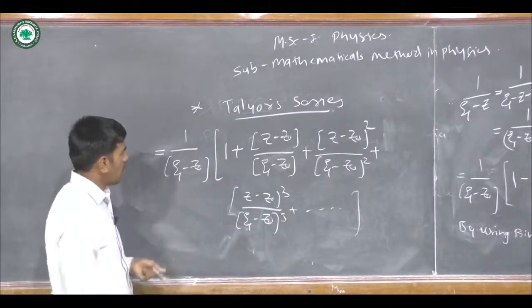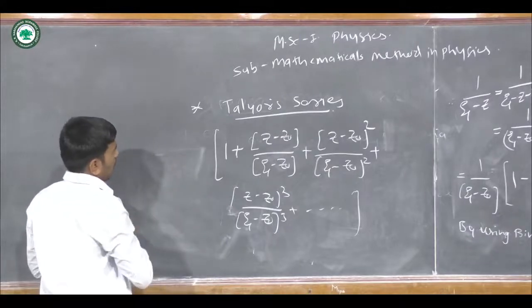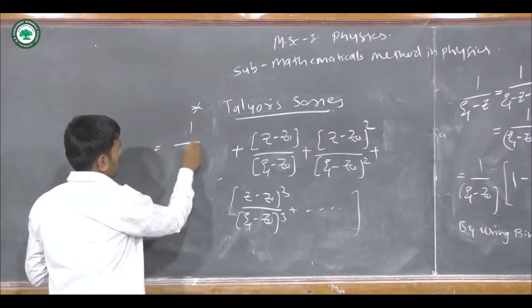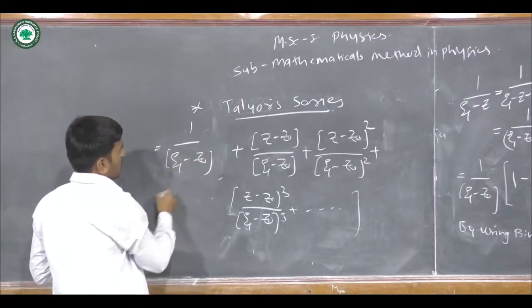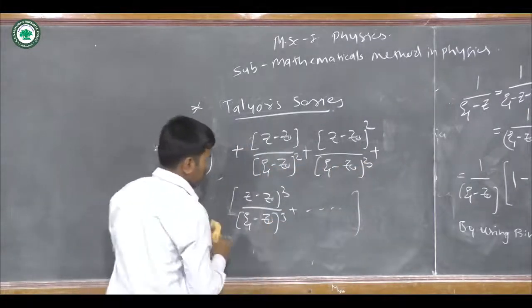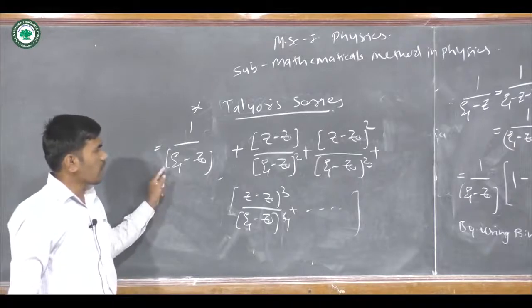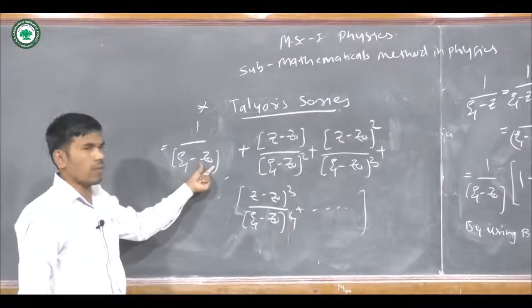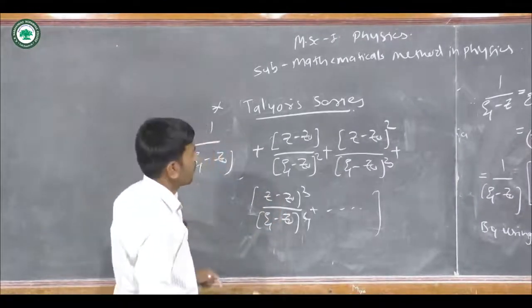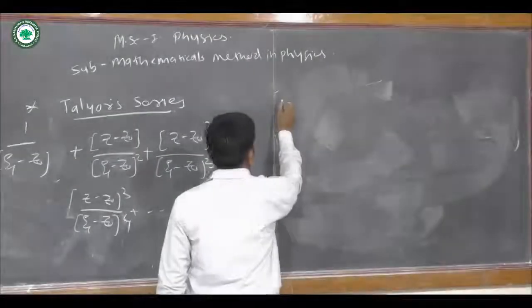Now if I multiply, what we are taking as the common factor, that is 1 by psi minus z naught, so it is like this: 1 by psi minus z naught plus, here is a square, here is a cube, and here is power 4. Okay, so this is the expression after multiplying this psi minus z naught to this series.